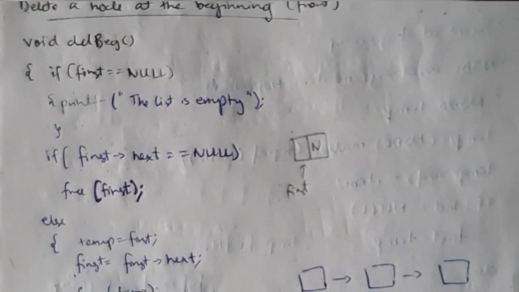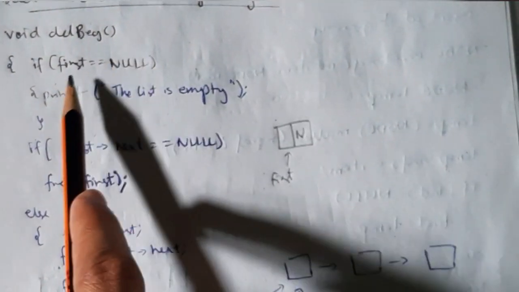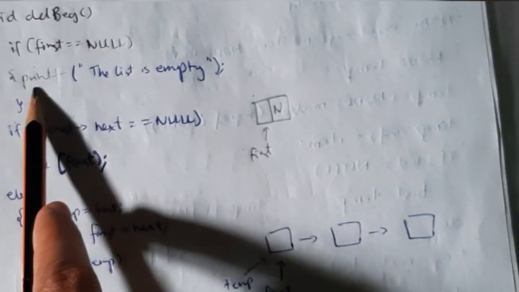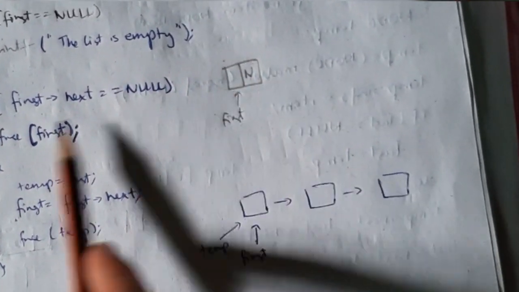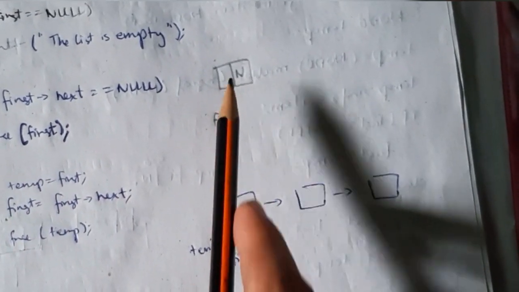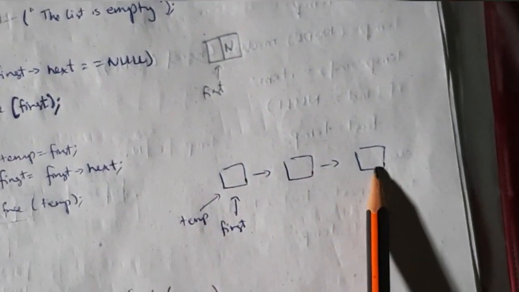For deleting the node from the beginning, you will have three cases here. If first is null, that means the list is empty. If first arrow next is null, that means only one node is there. Then free first, that will deallocate this memory, and else, see, if many nodes are there, what you will do?